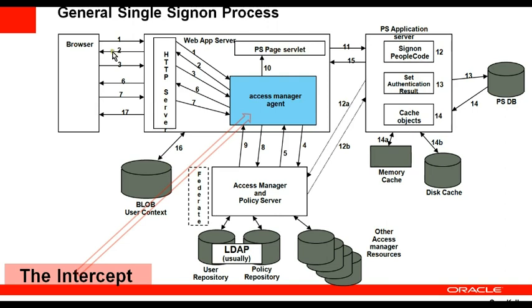And we'll come across this idea of the intercept. The intercept is an agent that sits on the HTTP web server. Typically, what it does is it intercepts the browser request and checks to see if the single sign-on or access management solution provider's proprietary token is actually in the browser header. If it's not in the browser header, then it issues the challenge. But it's a challenge from the Access Manager system and not a challenge from PeopleSoft.